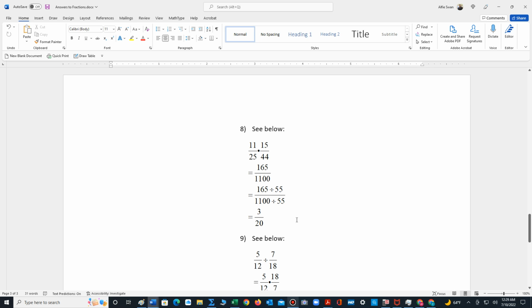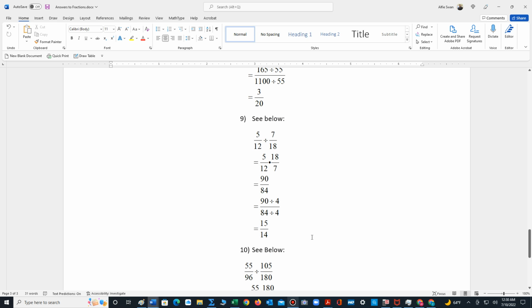For number 8, once again, we're multiplying 11 out of 25 times 15 out of 44. 11 times 15 is 165. 25 times 44 is 1100. The number that's common to both numerator and denominator is 55. So we divide 165 by 55 to get 3, and 1100 by 55 to get 20. Always reduce the fraction in the end, if possible.